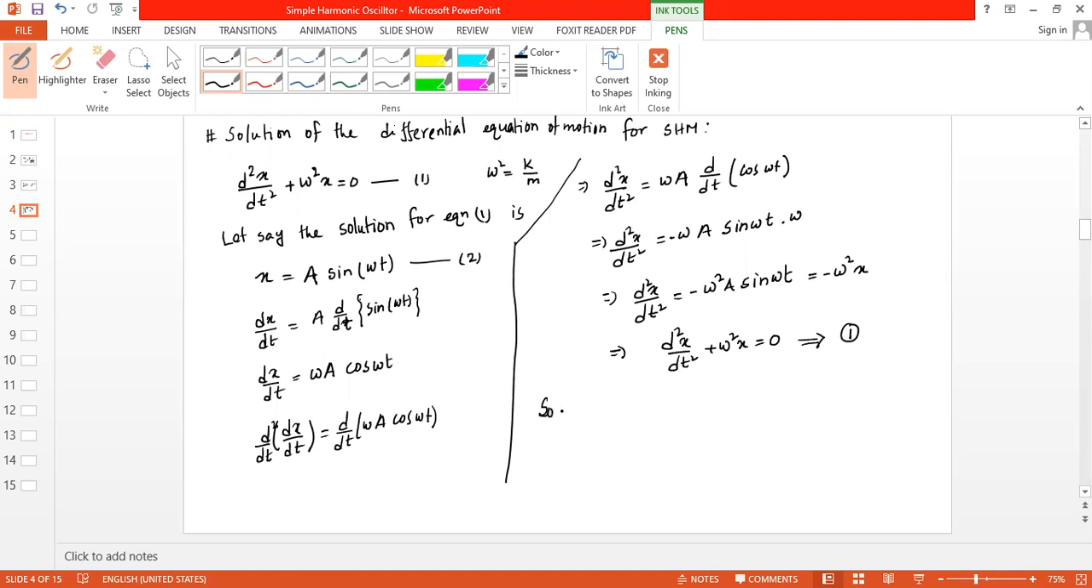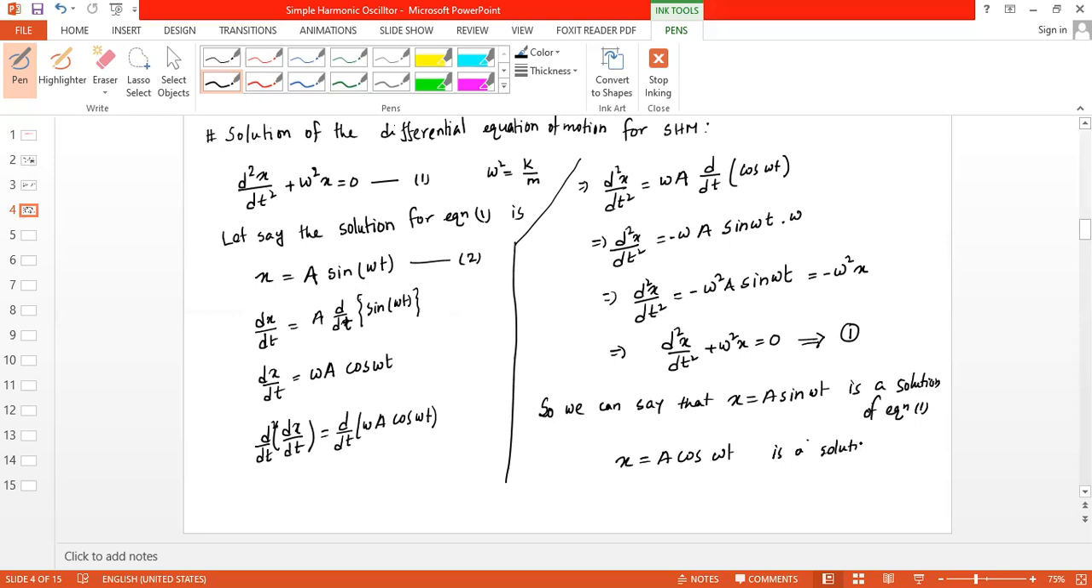So we can say that x equal to a sine omega t is a solution of equation 1 or the differential equation. And at the same time, you can also show that x equal to a cosine omega t. Instead of a sine omega t, if you use a cosine omega t here, you will end up with the same equation. Or we can say that x equal to a cos omega t is also a solution.